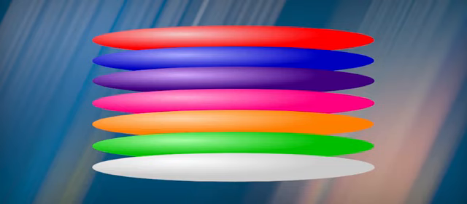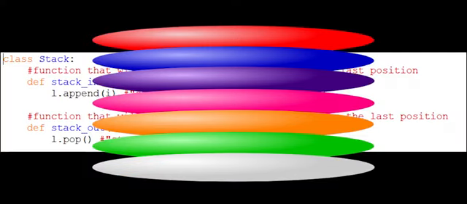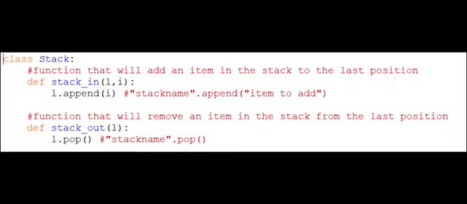Imagine natin na mayroon tayong mga plato na magkakapatong, na mayroon ding iba't ibang kulay. Nasa pinakailalim yung black, sumunod yung blue, at nasa pinakaibabaw na yung green. Para mas organize ang ating program at mas madali itong may paliwanag, gumawa ako ng class na pinangalanan kong stock. Sa loob nito, nilagyan ko siya ng functions na may pangalang stock in at stock out.